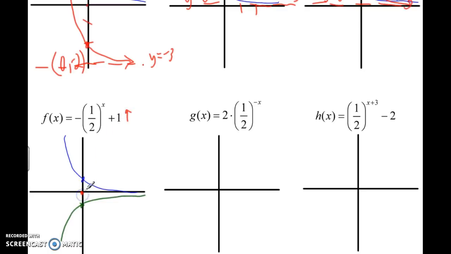So that point moves up 1. There's now the asymptote at y equals 1.